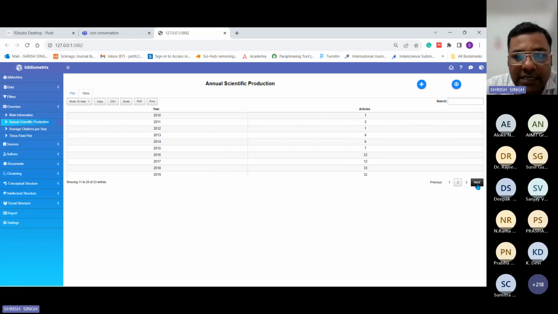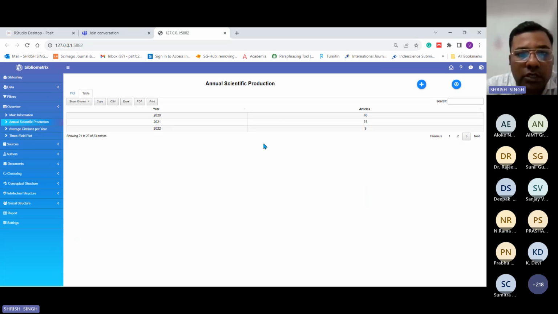Similarly, you can just go ahead. In 2010, 2011, 12, in 2019, there were 32 articles. And in 2020, there were 46 articles. In 2021, there were 75 articles. And in 2022, there were 9 articles.